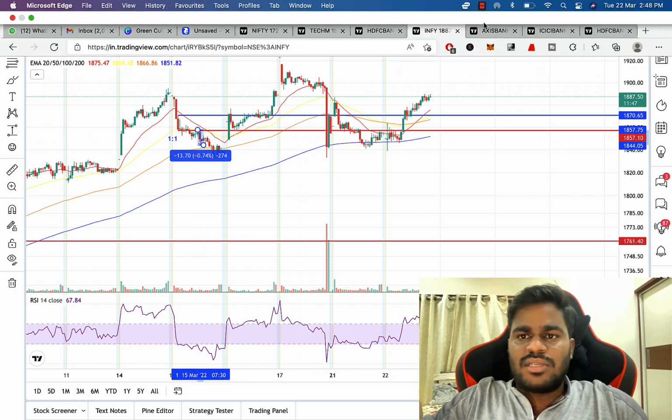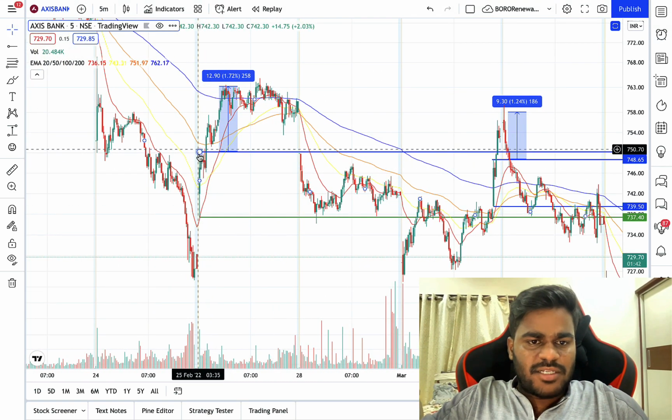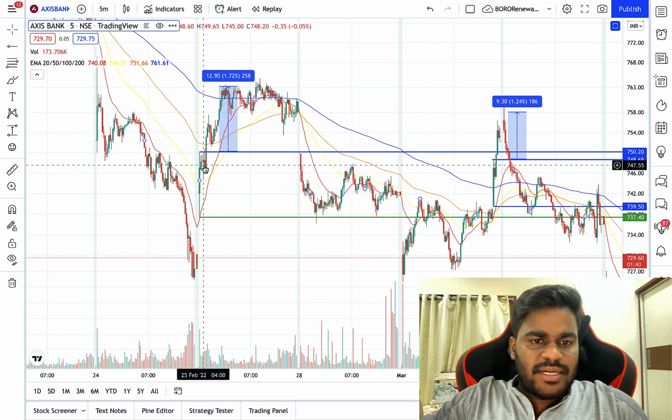So that's Infosys. Let's take another one, Axis Bank. See, Axis Bank gave me a sudden movement, and it formed an inside candle.